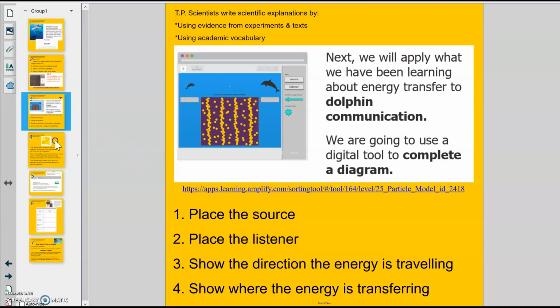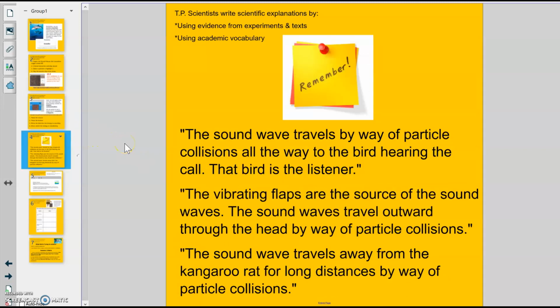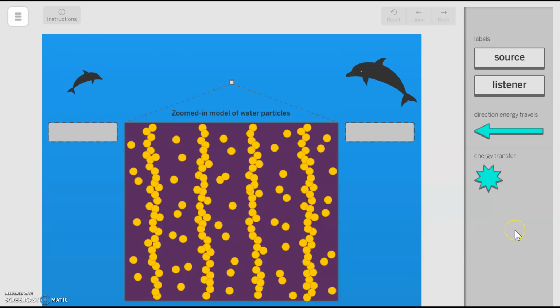Let's remember a few lines from the book we read in our last lesson, Sound on the Move, and maybe this will help you. One quote was that the sound wave travels by way of particle collisions all the way to the bird hearing the call. That bird is the listener. Another quote said, the vibrating flaps are the source of the sound waves. The sound waves travel outward through the head by way of particle collisions. And a final piece of evidence was the sound wave travels away from the kangaroo rat for long distances by way of particle collisions. So see if that helps you figure out where each of these labels should go.